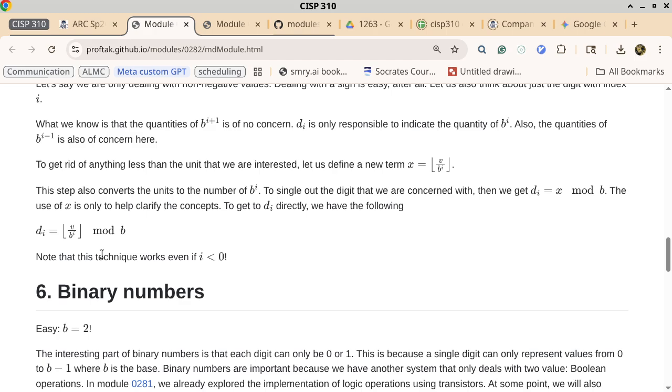I is indicating which digit we want to isolate. And this symbol here that looks like a square bracket missing the top is called the floor symbol. It's called a floor operation. The floor of a value is the largest integer that is less than or equal to whatever you're taking the floor of.